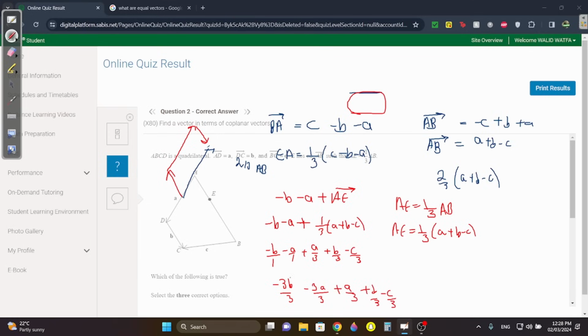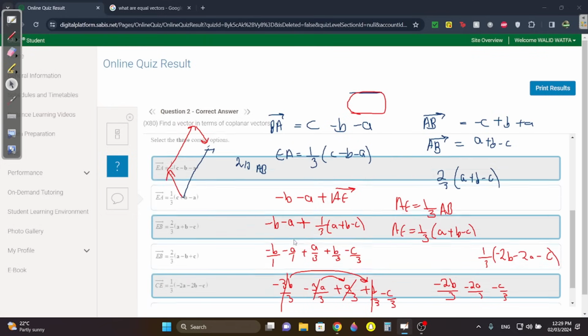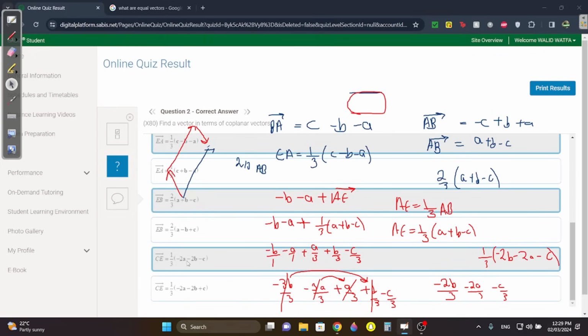Can you solve this more? Minus 3b plus b is minus 2b over 3. Cancel, cancel. Minus 3a plus a is minus 2a over 3. Cancel, cancel. Minus c over 3. You can factor out the 3, you can take the 1 over 3 out. It will be minus 2b minus 2a minus c. I think this is the correct answer. Yeah, 1 over 3 minus 2a minus 2b minus c.